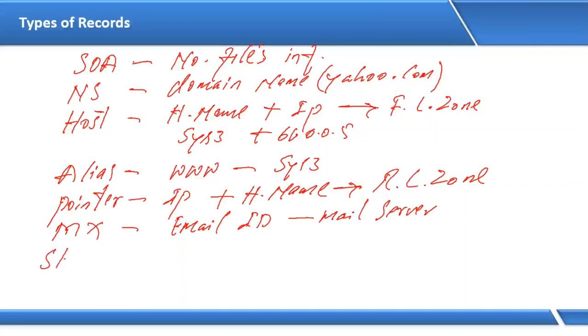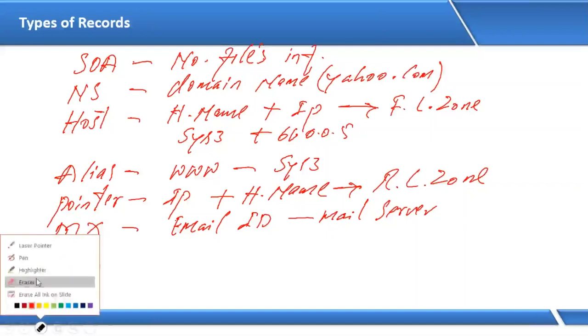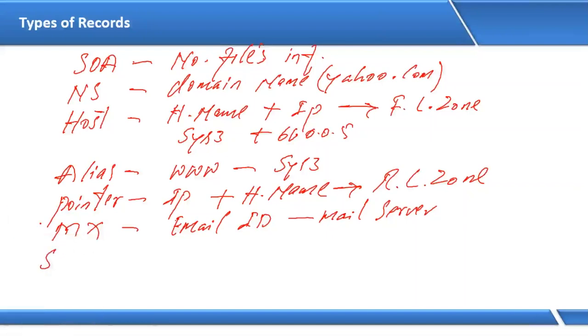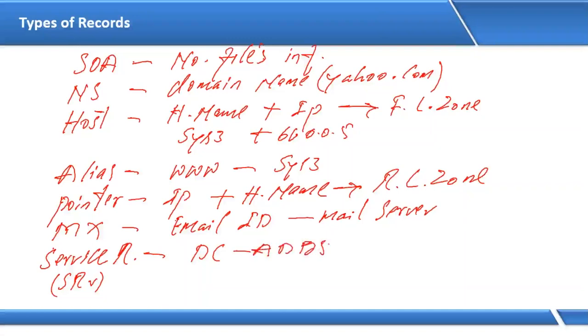Now come to the next one, that is called SRV. You can say SRV for short, but we have to say service record. In short, you can say SRV record also. Okay. Now what does this SRV record contain? This service record contains your DC information. DC means what? Active Directory Domain Service. Tomorrow we'll discuss this record, what is the use and when we require it.